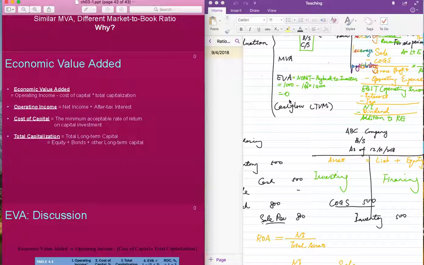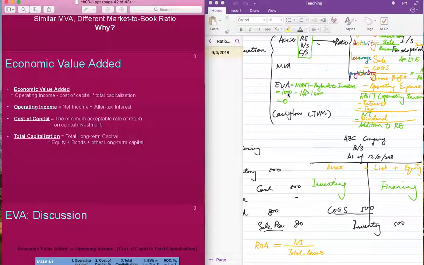Now, what is the residual value? What is the economic value added? What is eventually added to the value of the firm itself is 0. Okay, so that is what EVA is trying to measure: the residual value after paying back what is required by the investors. So that is from the economic perspective.